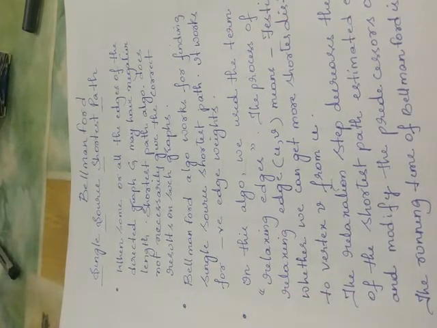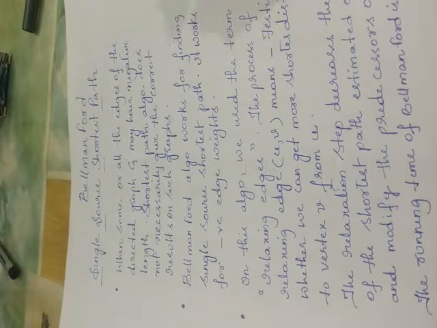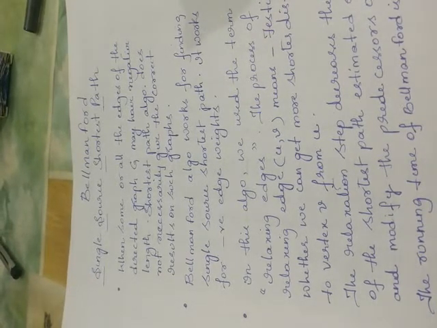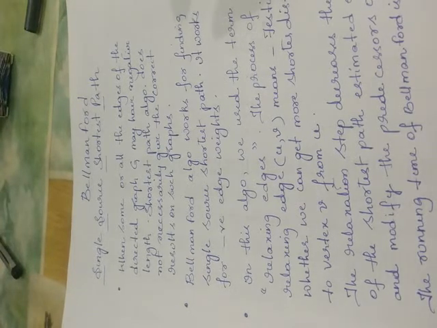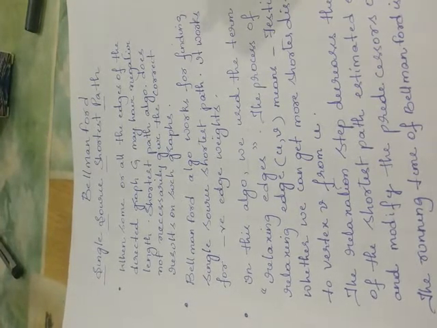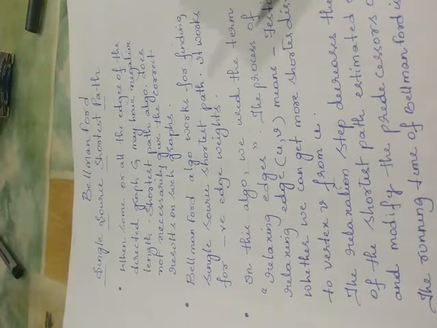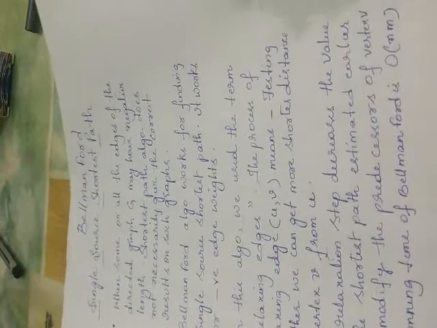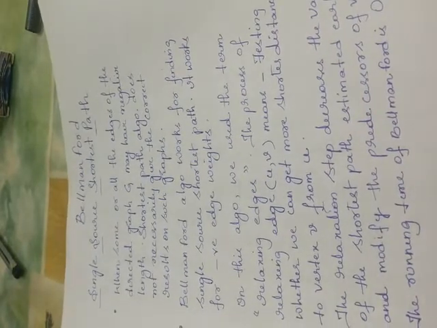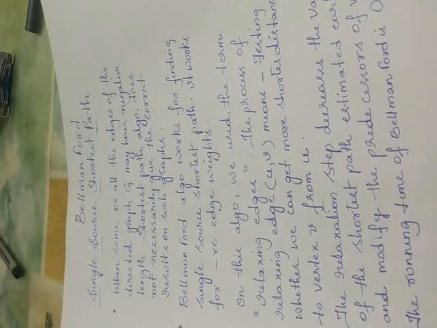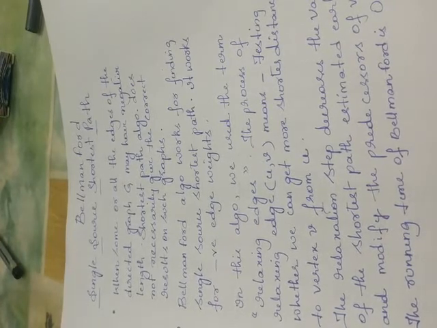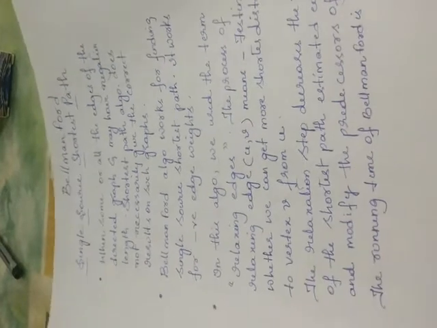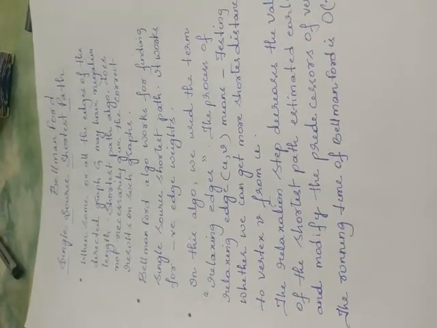In this algorithm, we use the term relaxing the edges. That means the process that is adopted for Bellman-Ford is by relaxing the edges. So what is this relaxing the edges? The process of relaxing one single edge, say u comma v, means testing whether we can get a shorter distance to this vertex v from u. And the relaxation step decreases the value of the shortest path estimated earlier.